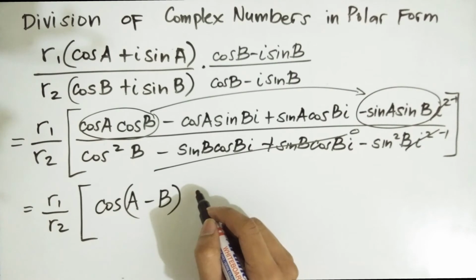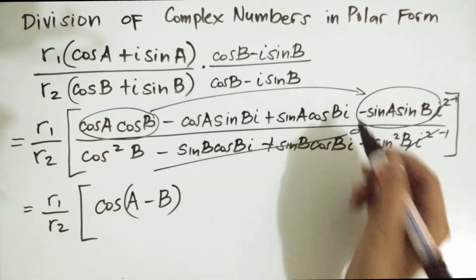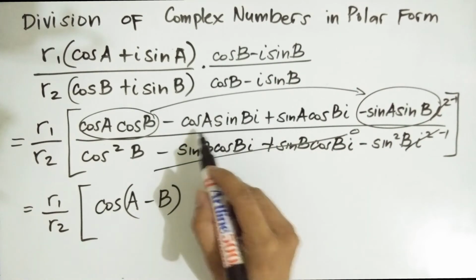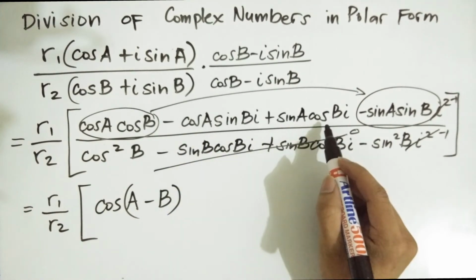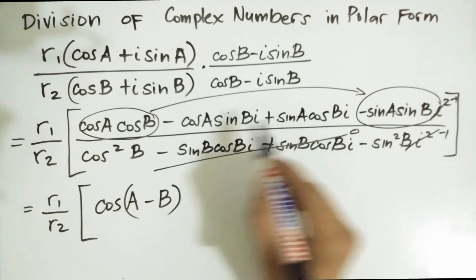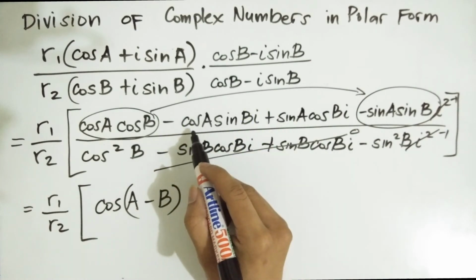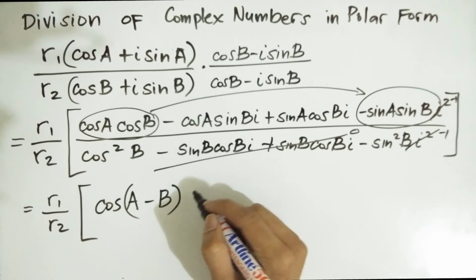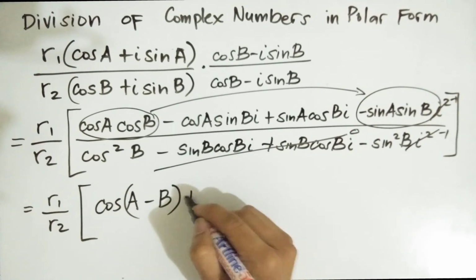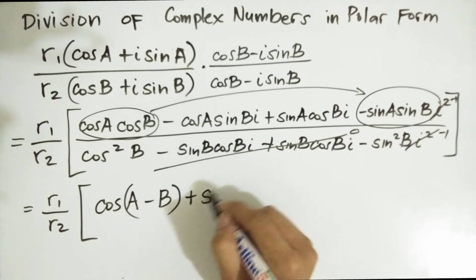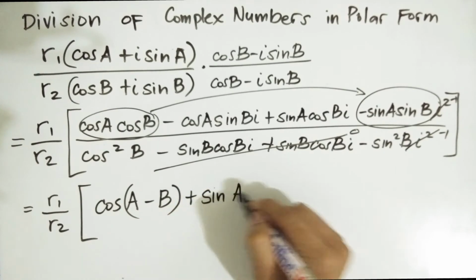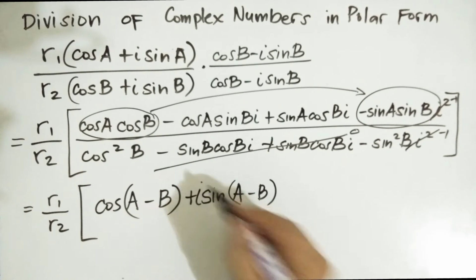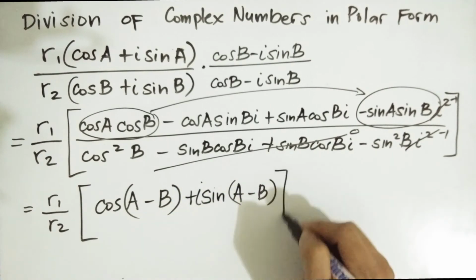For the other that is left, we factor out the imaginary number I. We have sine of A cosine of B minus cosine of A sine of B. We will have positive sine of A minus B. And of course, don't forget the imaginary number I.